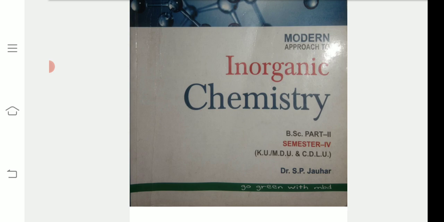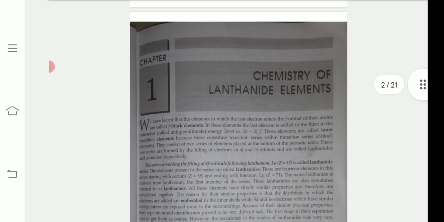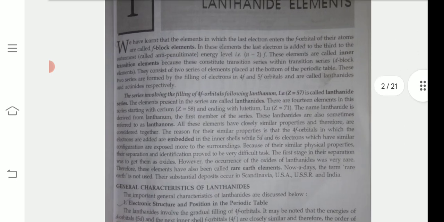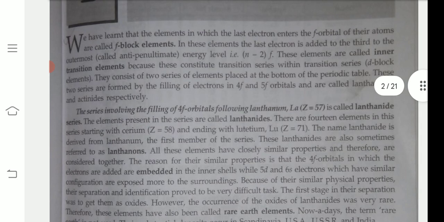We are doing inorganic chemistry topic, that is chemistry of lanthanide elements. We have learned that elements in which the last electron enters the f orbital of their atoms are called f block elements. In these elements, the last electron is added to the third to the outermost, called anti-penultimate energy level, that is (n-2)f. These elements are called inner transition elements because these constitute transition series within transition series d block elements.